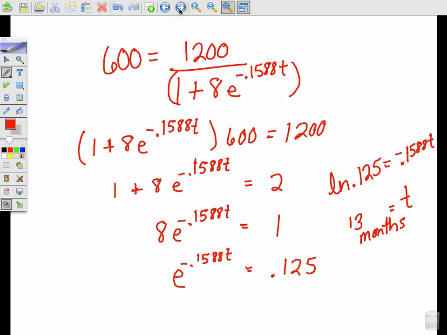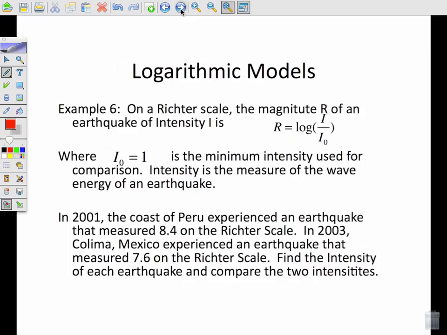All right, we've got one problem left, and that is dealing with the Richter scale and some seismic activity with your earthquakes. On a Richter scale, the magnitude R of an earthquake of intensity I is modeled by the function, where I sub 0 equals 1. So if I sub 0 equals 1, we're just looking at log of I. It's the minimum intensity used for comparison. Intensity is the measure of the wave energy.